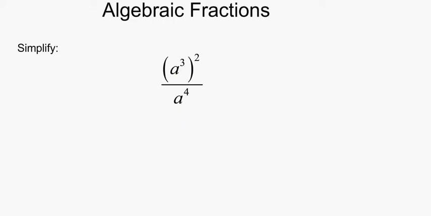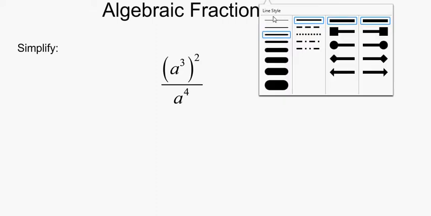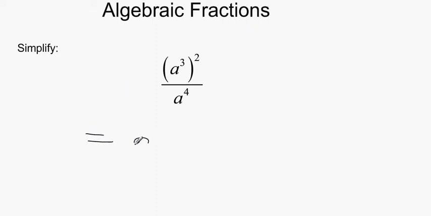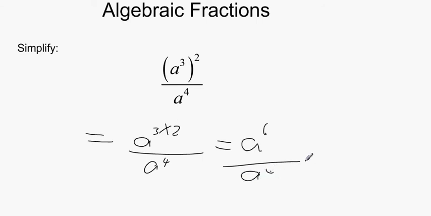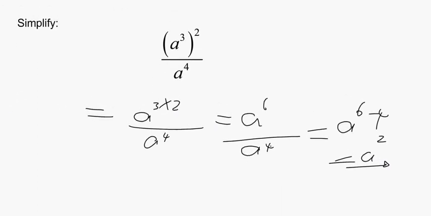Okay, so let's have a look at this one. In this one we have a power which is raised to a further power. So we have a to the power of 3, raised again to the power of 2, which means we multiply. So a to the power of 3 times 2 over a to the power of 4. 3 times 2 is 6, so we have a to the power of 6 divided by a to the power of 4. Again, law 2 of exponents: a to the power of 6 minus 4, which gives us a to the power of 2. Okay, so there we go. Again, another simple one, not that challenging at all.